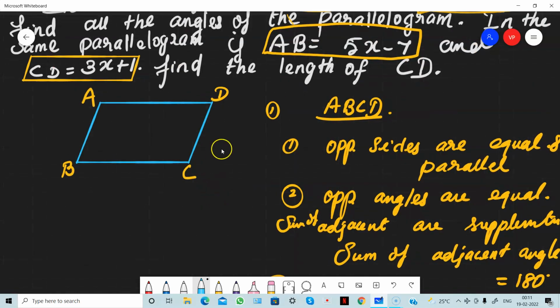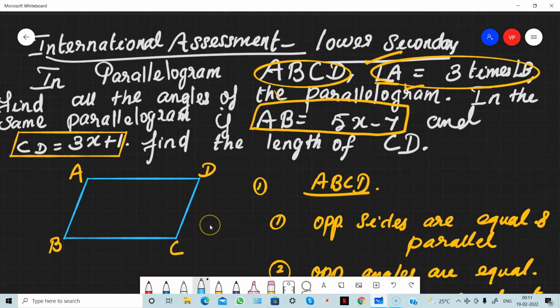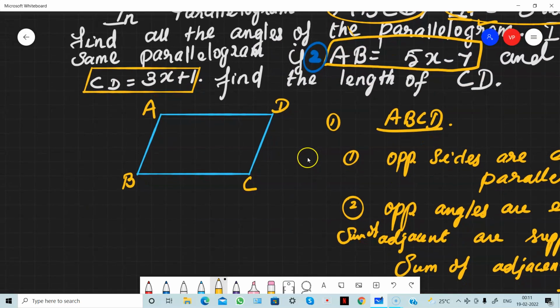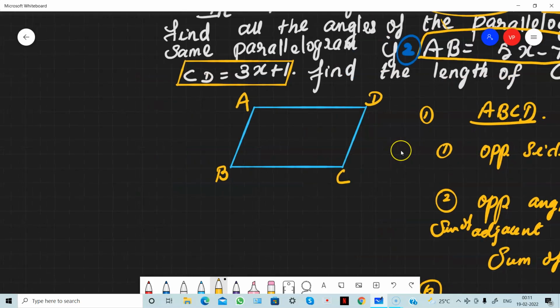Look at the question. We have 2 questions in this problem. The first question is about angles, and the second question is about the sides. First we can finish the first question. Angle A is 3 times angle B. This is very important, so you can write this point down.